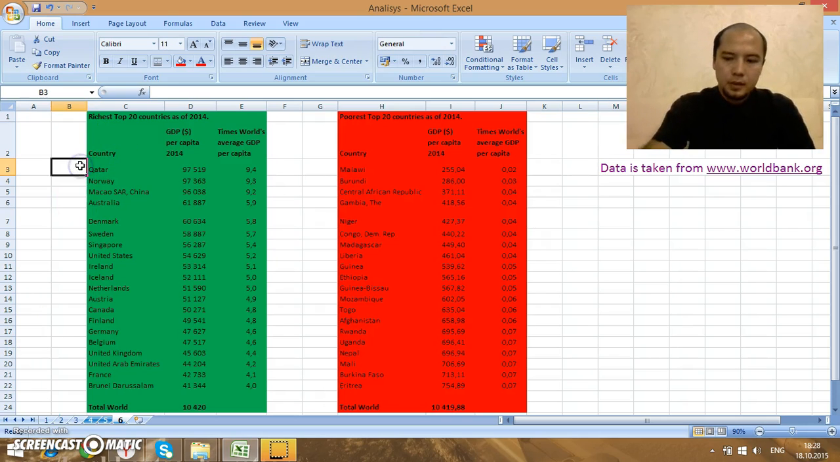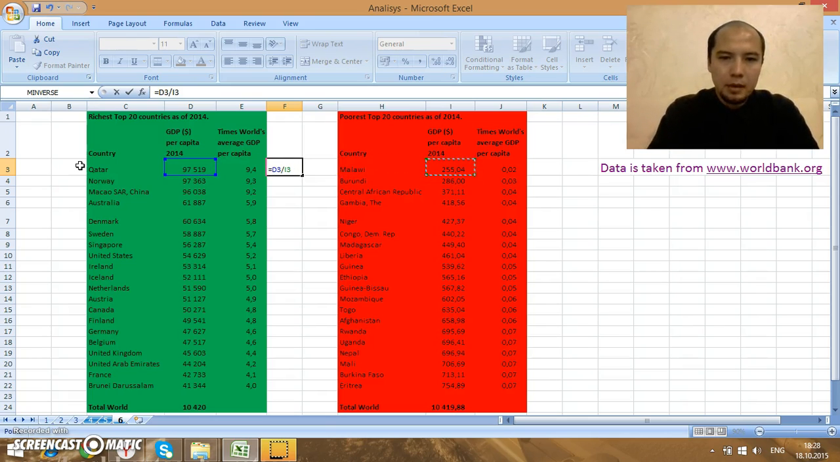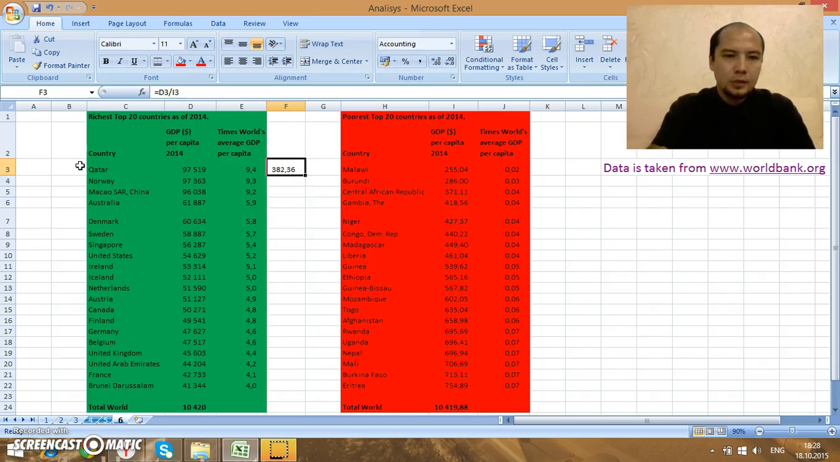2014. So, I calculated GDP per capita by dividing GDP by the population of all countries and selected the 20 richest countries and the 20 poorest countries. So, you see that the difference is very big. Qatar is richer than Malawi 382 times. Qatar is much richer than Malawi. So the difference is really very big.